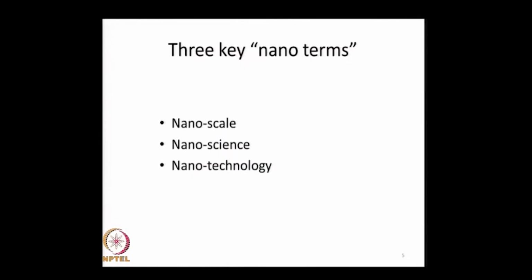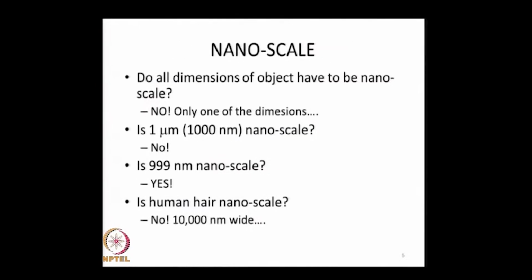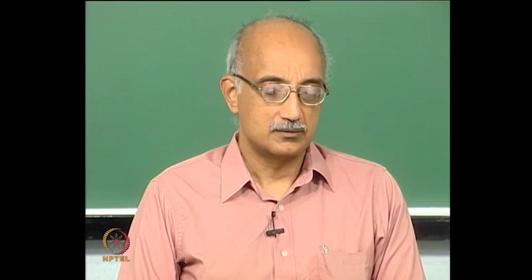Now, there are three key nano terms: nanoscale, nanoscience, and nanotechnology. Let us take a few minutes to understand what these are. When we say nanoscale, do we mean that all dimensions of the object have to be in the nano range? No, not really. As long as one of the dimensions sits in the nanoscale, we can consider it to be a nano object. Is 1 micron considered nanoscale? Conventionally, no. But is 999 nanometers considered nanoscale? According to convention, yes. So, it is not a very clear definition.